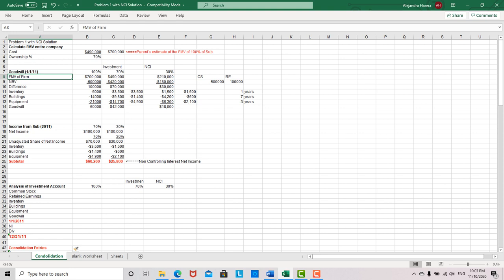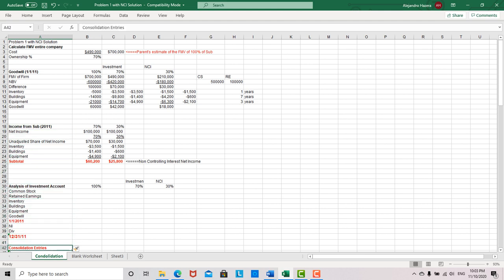goodwill calculation. Always start with the equity items, common stock and retained earnings. If you had additional paid-in capital, you would put that in there too. And the only other items you can have in there are any revaluations and goodwill. Inventory, buildings, equipment, and goodwill. And right here I have inventory, buildings, equipment, and goodwill.